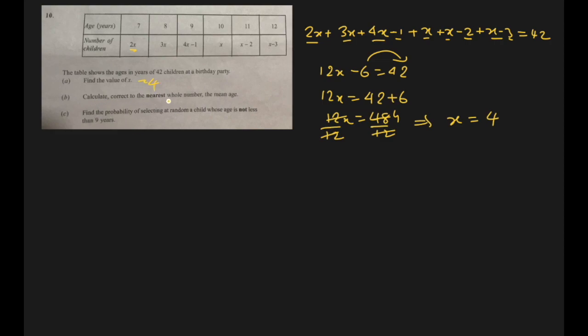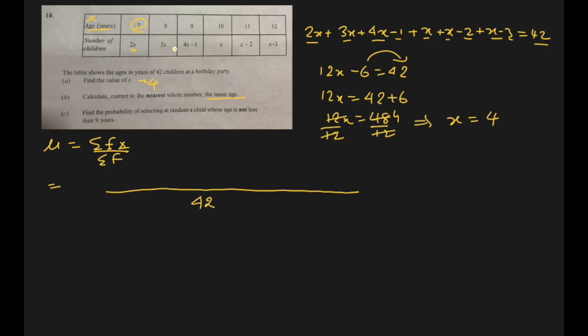Calculate, correct to the nearest whole number, the mean age. So now the mean, let's say mu, is equal to sigma fx over sigma f, right? That means we'll multiply each frequency with x. This x is not the x variable we used here; it will be the age. So we'll multiply each frequency with its x value and add them because of this sigma, and then sigma f is 42. They have already said the sum of all of them is 42. So let me write 42 as the denominator and sigma fx as the numerator.